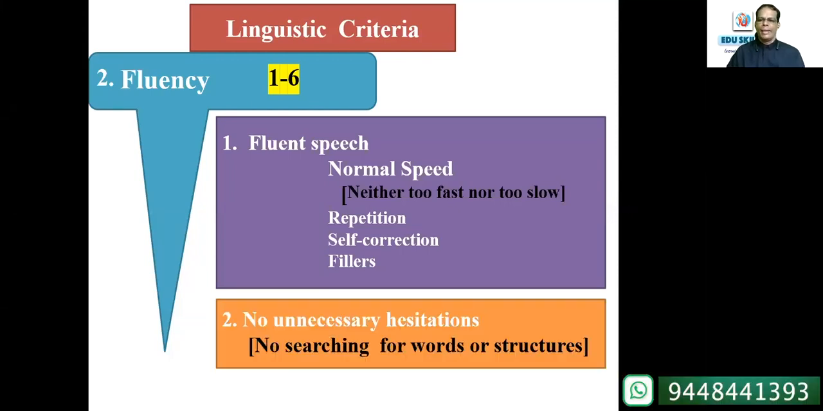And no unnecessary hesitations like searching for words or structures. Like, you are not able to complete the sentence. That is hesitation. You start a compound sentence or a complex sentence, but you're not able to end it. You are not able to put a full stop somewhere. So that is hesitation. That will be a very bad thing. So you should be able to go fluently without searching for words and structures. Structures means syntax, the sentence.